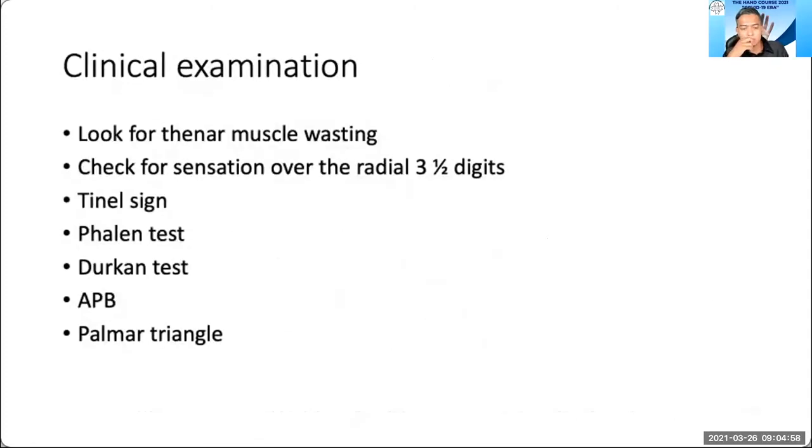On clinical examination, we should look for wasting of the thenar muscle, check for the sensation over the radial 3.5 digits, Tinel sign, Phelan's test, Durkan's test, test the power of the abductor pollicis brevis, and check for the sensation over the palmar triangle.